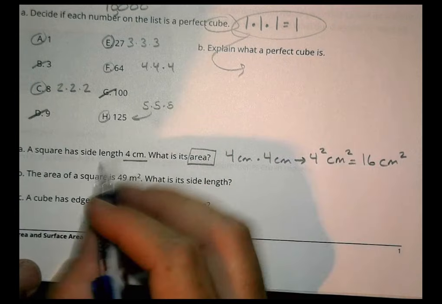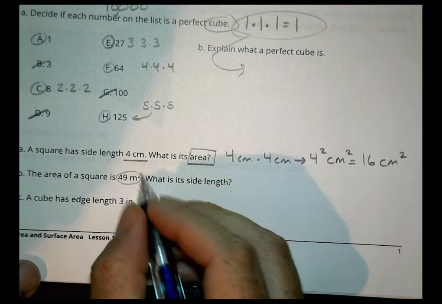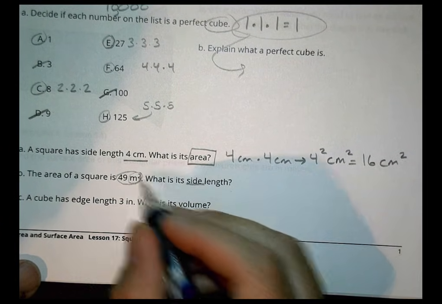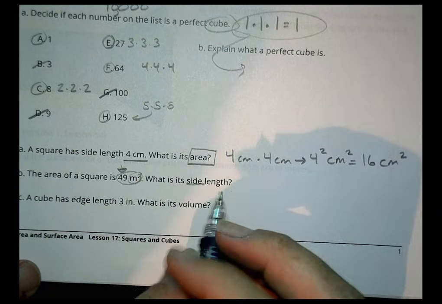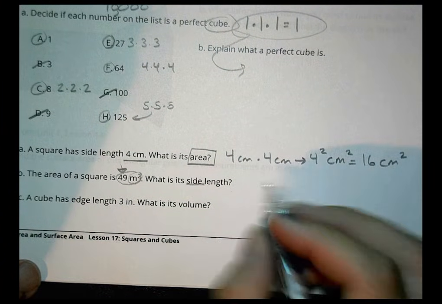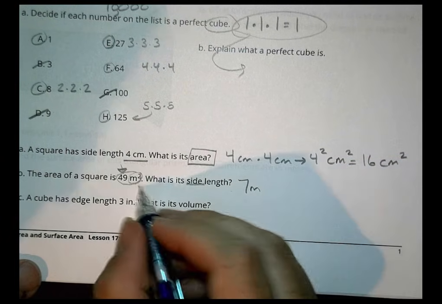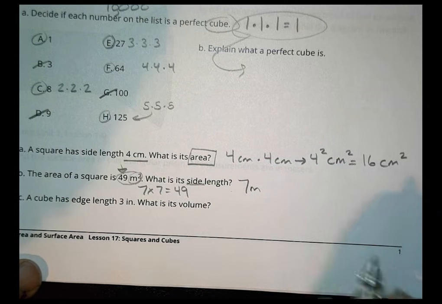Number 4b. The area of a square is 49 meters squared. What is the side length? So we can see we're going to square something to get meters squared. So what number can you square to get 49? Helps to know your math facts here. And we would say 7 meters, because 7 times 7 is 49.